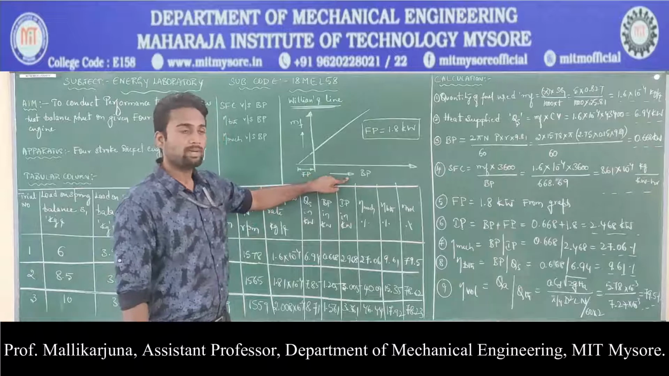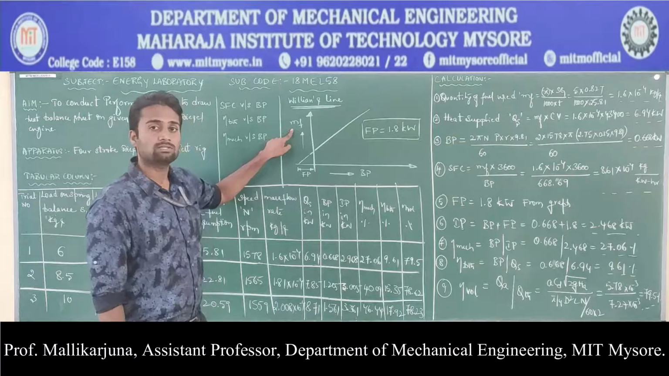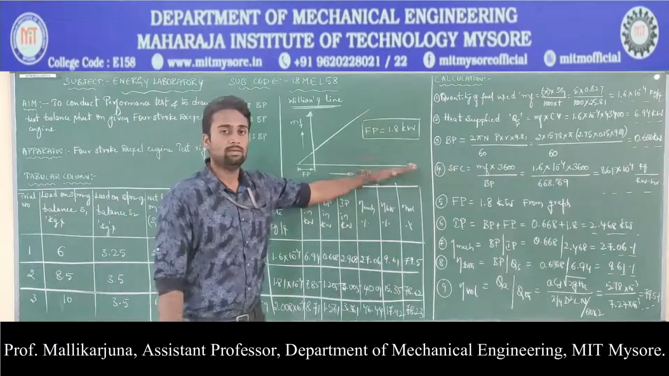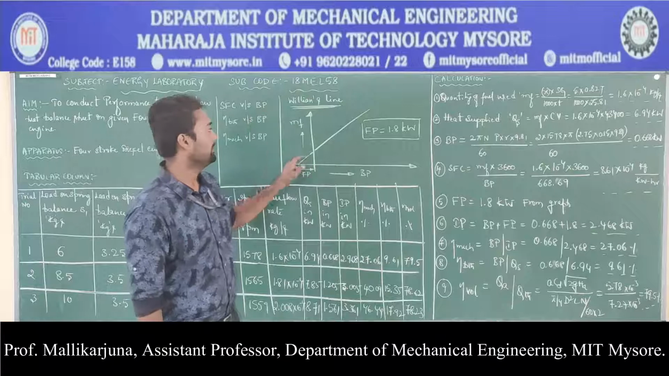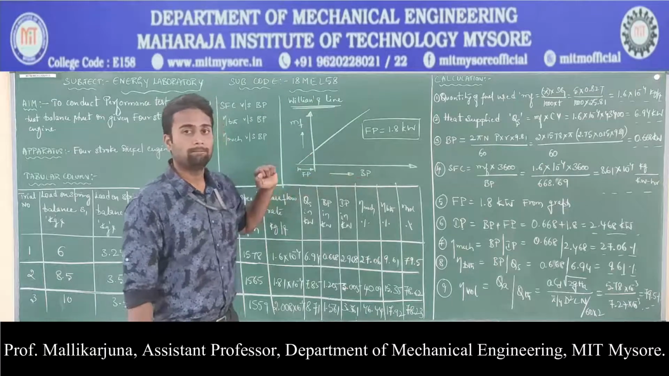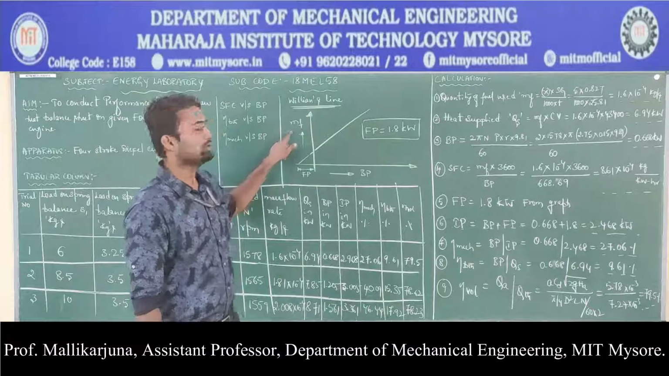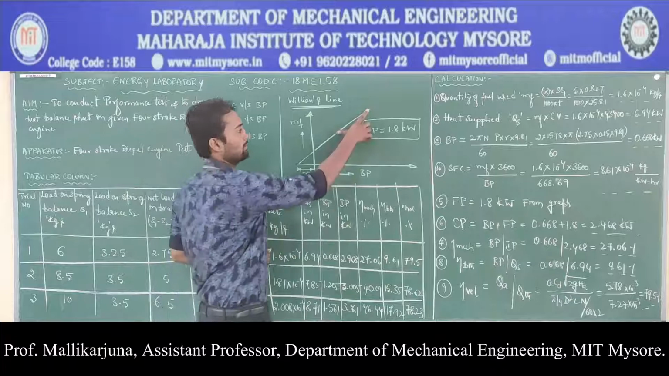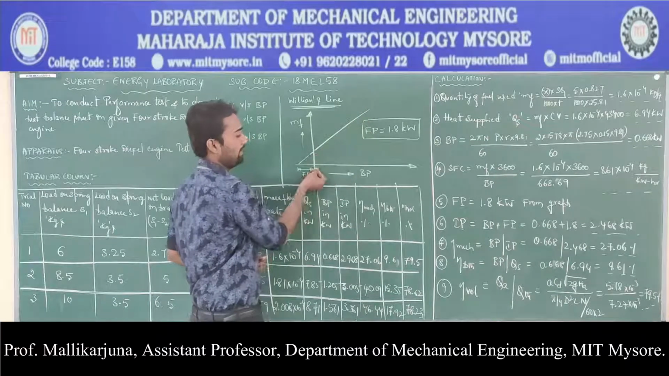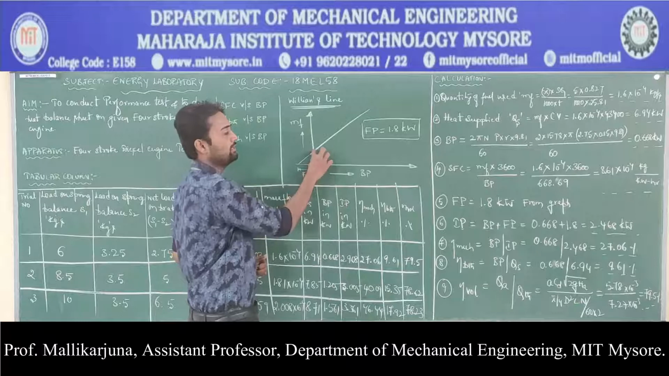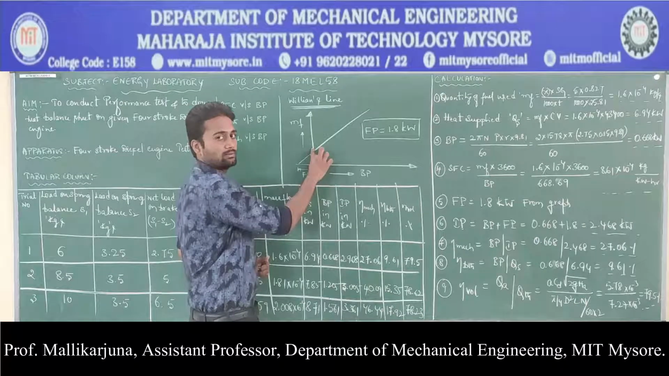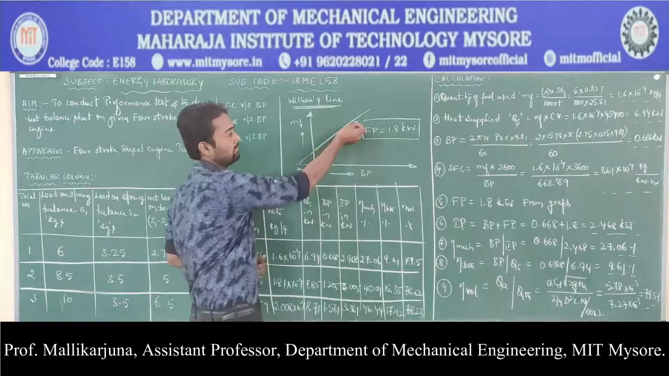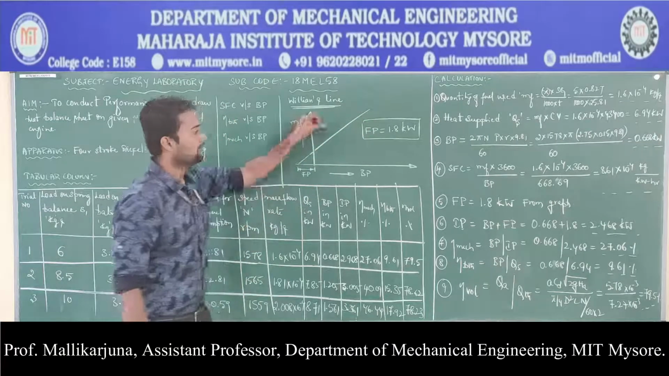Let us look onto the graph. On the x-axis we have BP, on the y-axis we have mass of the fuel consumed by the engine. For various trials, we need to plot the BP, the power developed, against the amount of fuel consumed. Upon plotting, we will come to know that this line is almost linear, and at zero power development it is showing certain fuel consumption. So certain fuel consumption is there for zero power development, and the curve is almost linear.